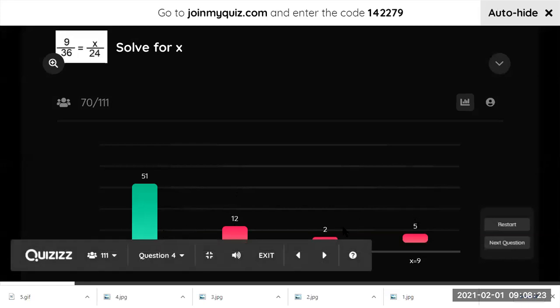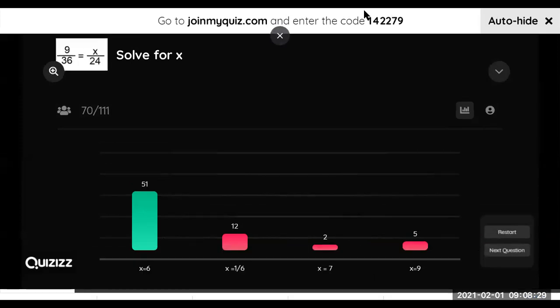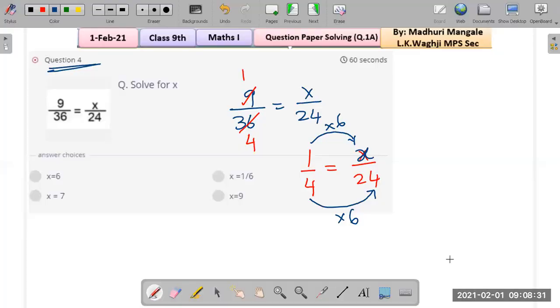Very good. For those of you, about 12, who are still getting it wrong, let us see the answer on the board. Please move back to the Zoom screen. On the Zoom screen, you should be able to see the solution. And here 1 times 6 is x. So x is equal to 6.